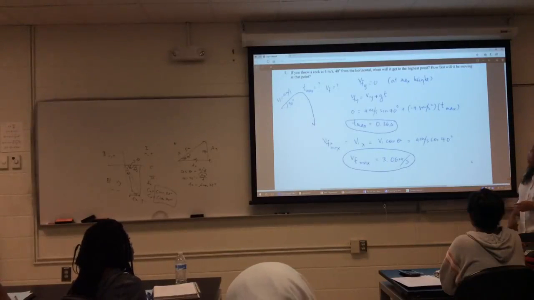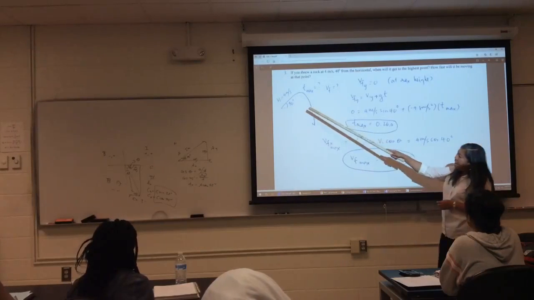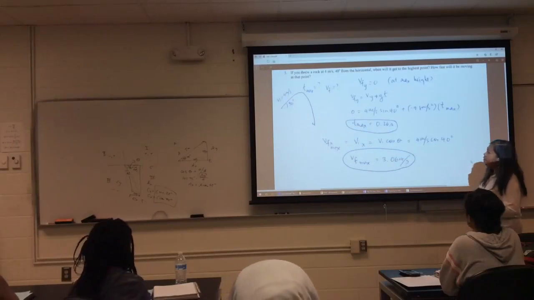Okay. So you threw a rock at 4 meters per second. So you can see your diagram, 4 meters per second at an angle of 40 degrees.